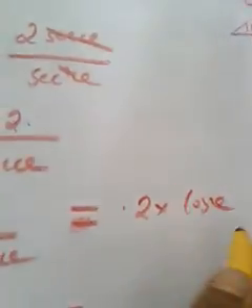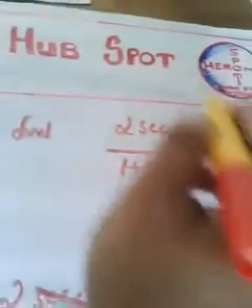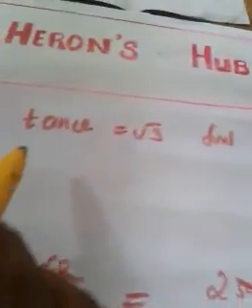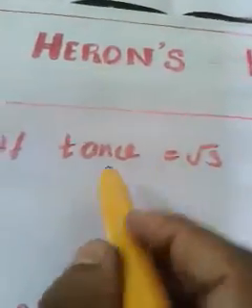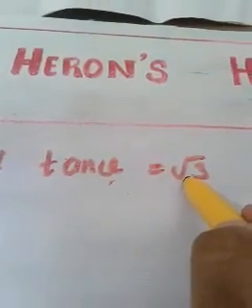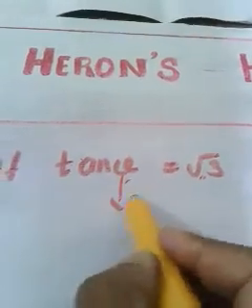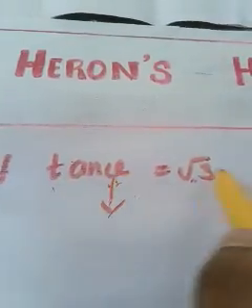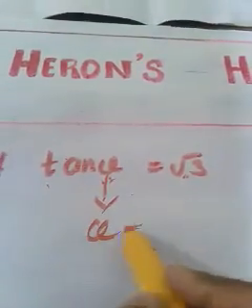Anyway, we need to find the final value, because find means we have to find an exact answer, and tan theta is given as root 3. So tan of which angle will give you root 3? Can you tell me then what is the value of theta? If tan theta is equal to root 3, the value of theta will be what?